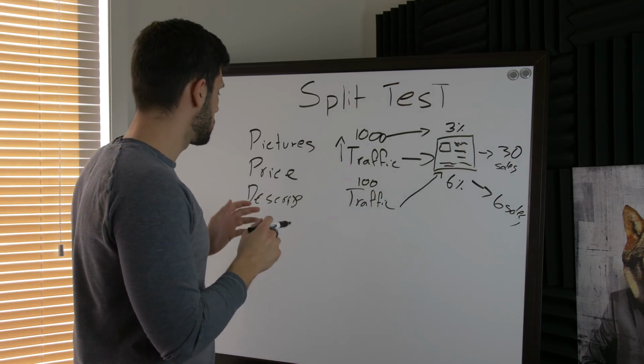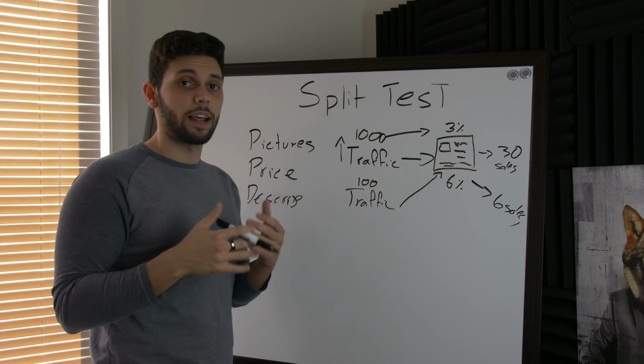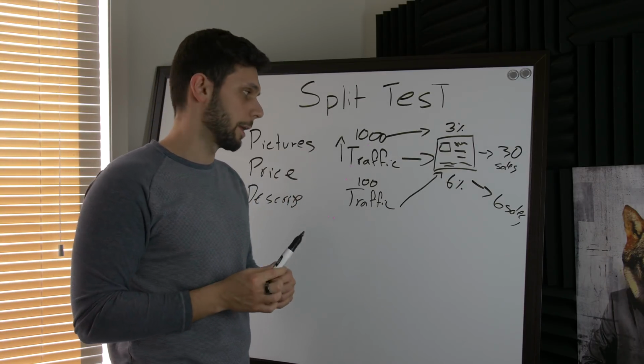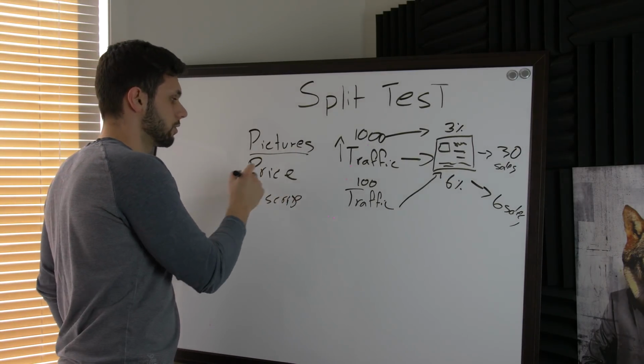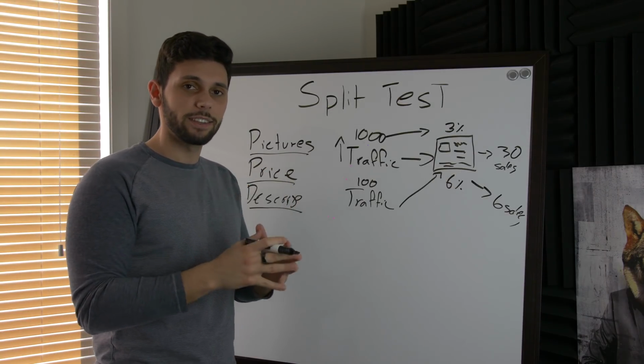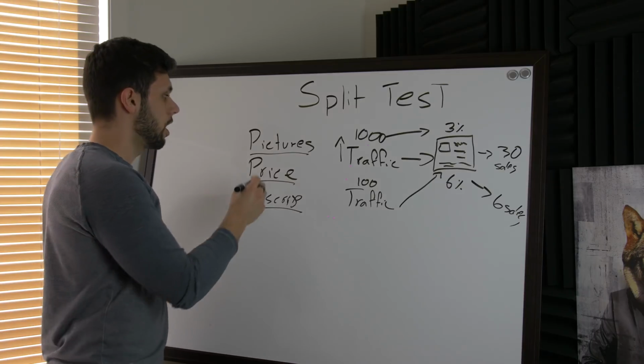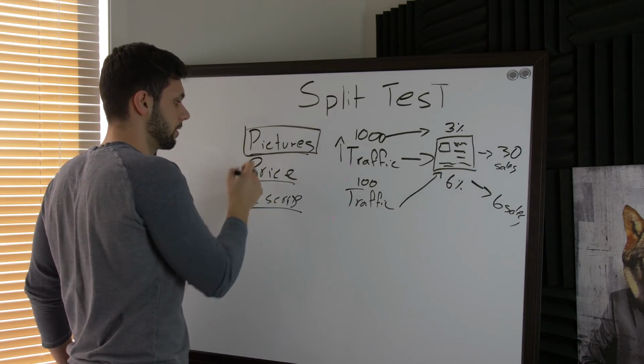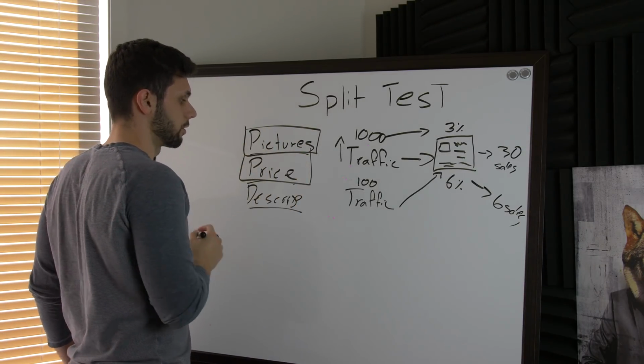So let me just explain to you guys some of the things that I've realized and noticed from split testing my own products, okay? Few things, like I said, are pictures, price, description. From my experience, the most effective things to actually split test are pictures on your listing and price on your listing, okay?